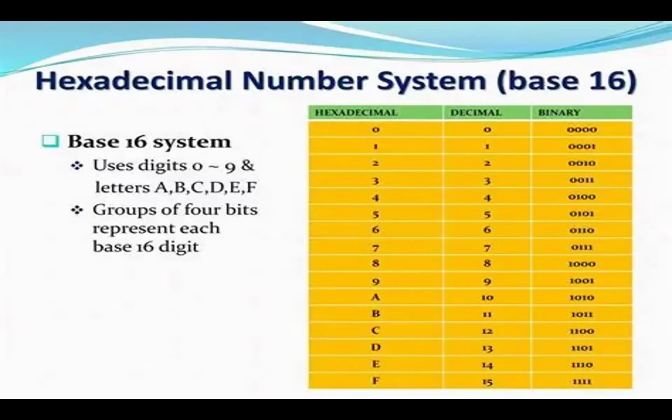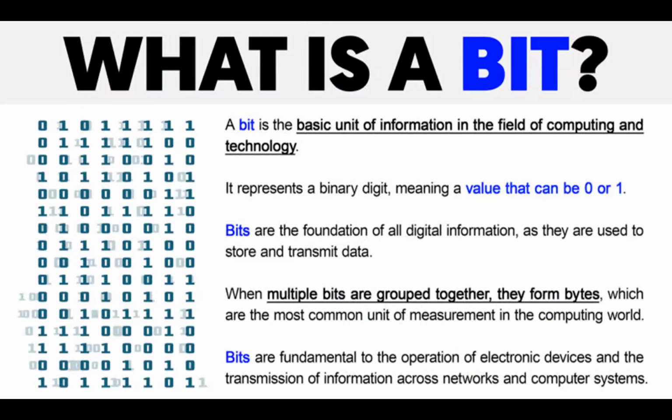And what is a bit? A bit is the basic unit of information in the field of computing and technology. It represents a binary digit, meaning a value that can be 0 or 1. Bits are the foundation of all digital information as they are used to store and transmit data. When multiple bits are grouped together, they form bytes, which are the most common unit of measurement in the computing world. Bits are fundamental to the operation of electronic devices and the transmission of information across networks and computer systems.